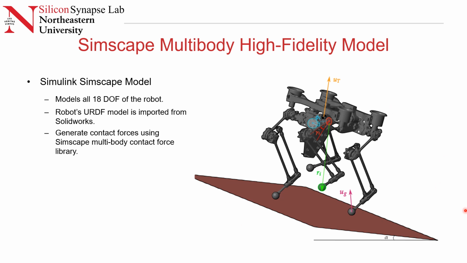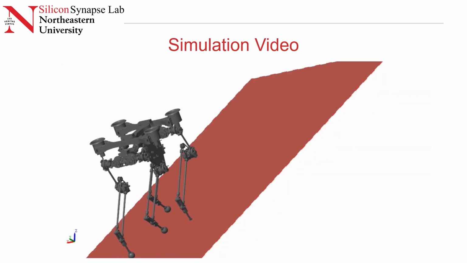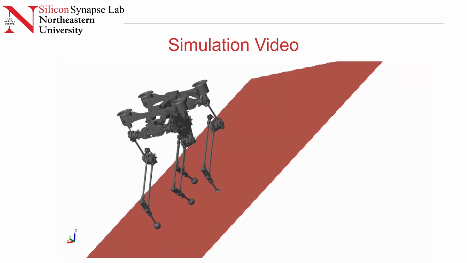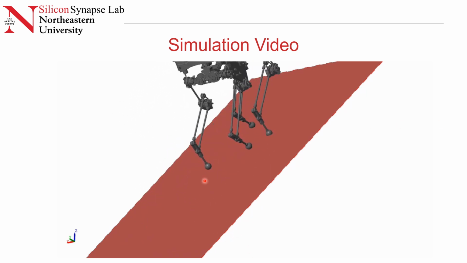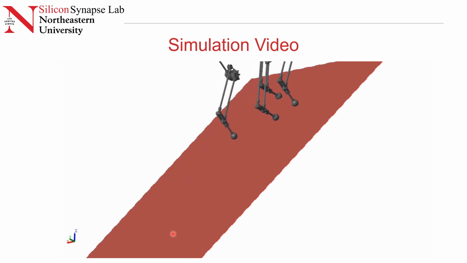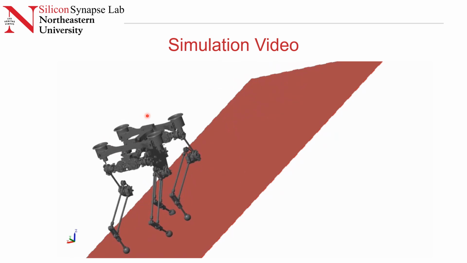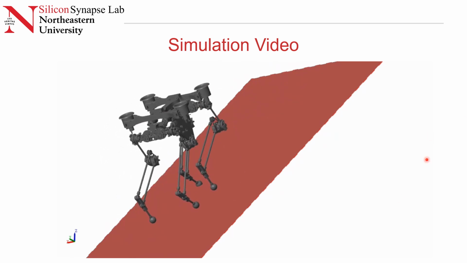The contact forces are generated using the Simscape Multibody contact force library, which is shown over here as a flat surface in contact with the foot of the robot to provide the force. So here is some simulation video of the robot climbing on the wall. There are no forces shown over here, but there are forces on the ground, and there are thruster forces applied at the thrusters themselves.